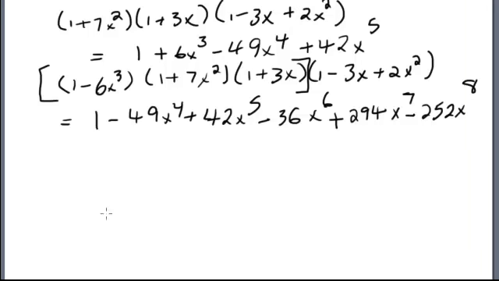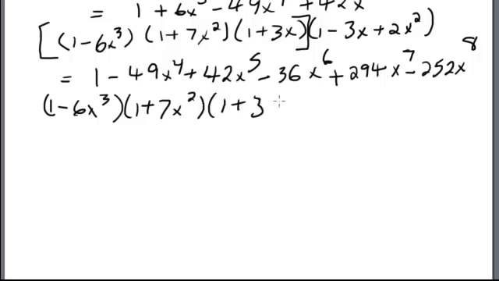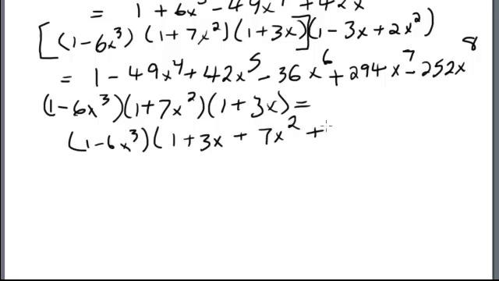So here it goes. Let's see if I can do this in a timely manner. (1 minus 6x cubed) times (1 plus 7x squared) times (1 plus 3x) is equal to (1 minus 6x cubed) times (1 plus 3x plus 7x squared plus 21x cubed).